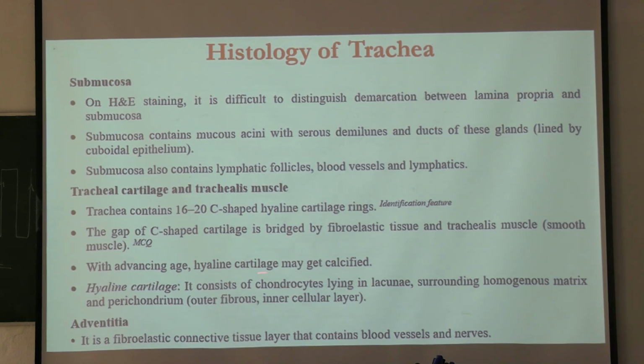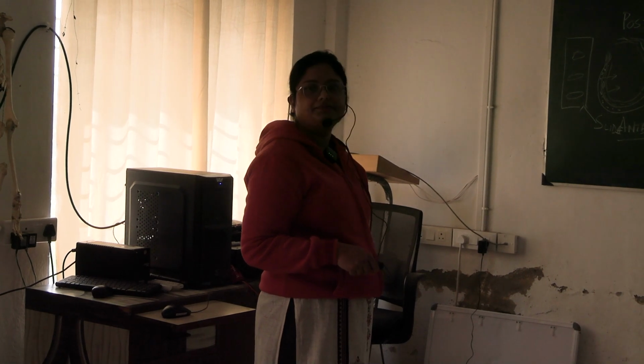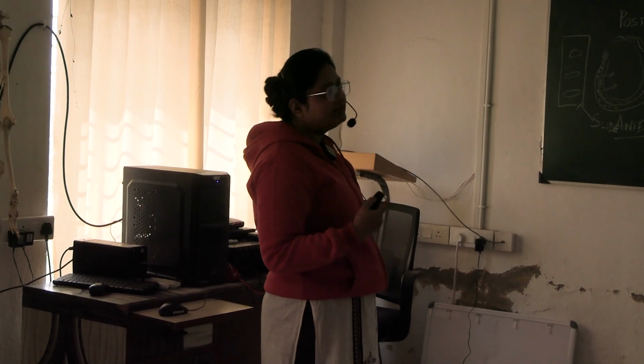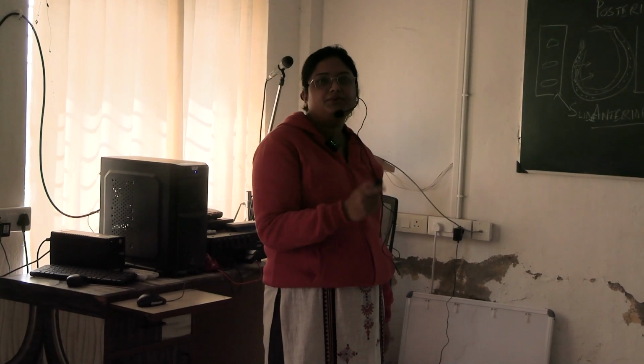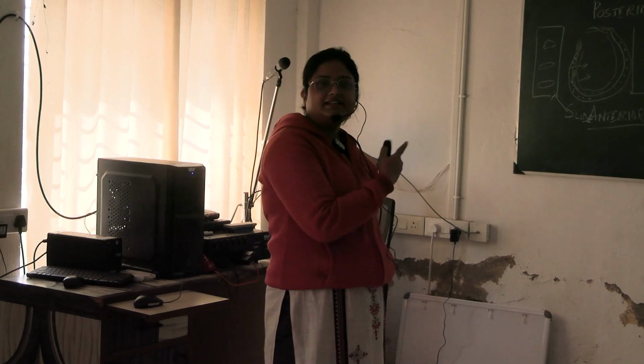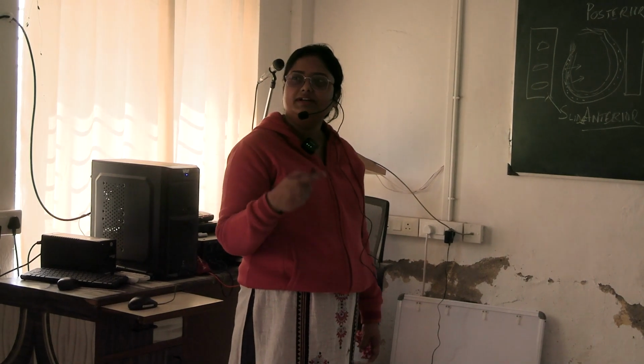Hyaline cartilage consists of chondrocytes lying in lacunae surrounding the homogeneous matrix and perichondrium. Perichondrium has two layers, we have learned during the cartilage class: an outer fibrous layer and an inner cellular layer. Next we go to the adventitia, the outermost layer. It is a fibroelastic connective tissue layer that contains the blood vessels and nerves. Understood? So these are the 4 layers you will get in trachea: mucosa, where the lining epithelium is important, submucosa, then cartilage and muscle layer, and then the adventitia.